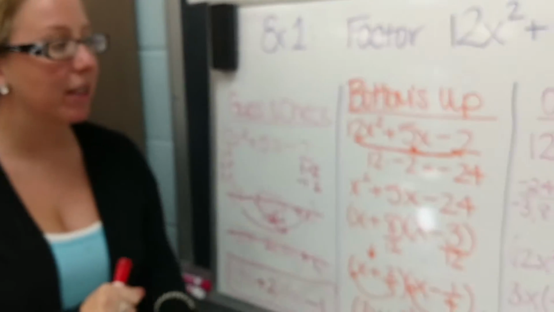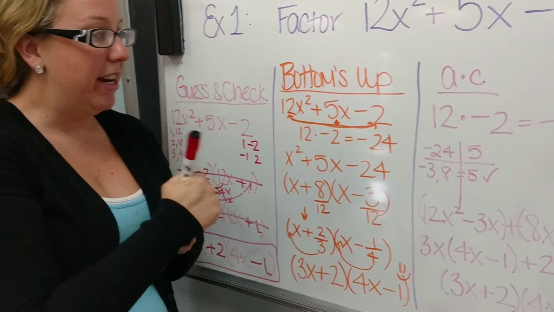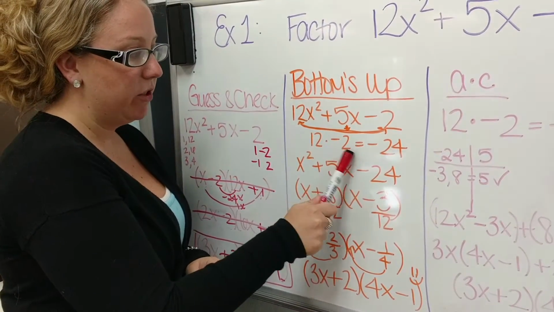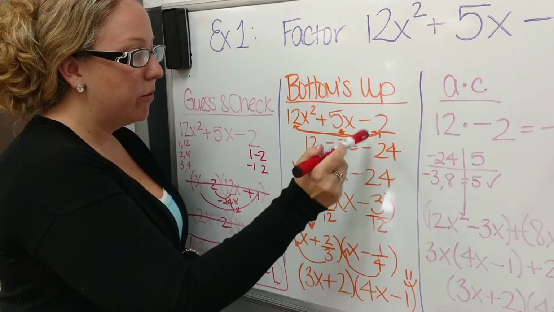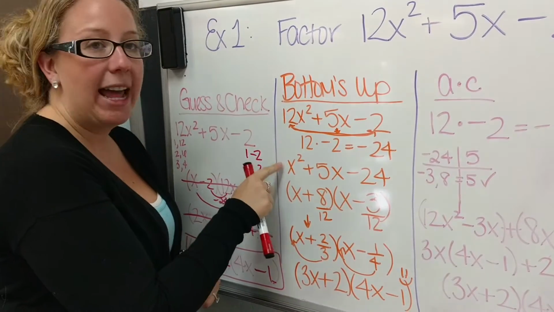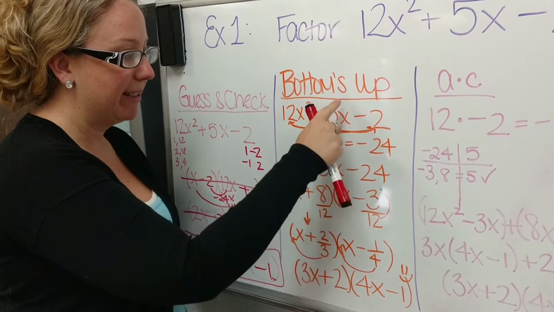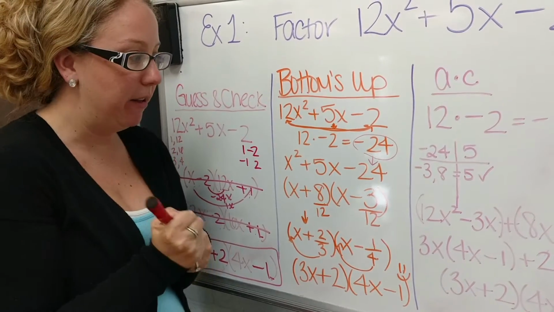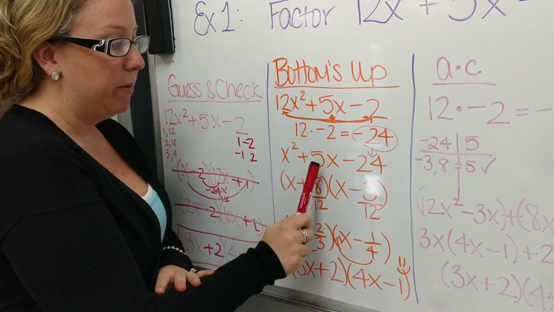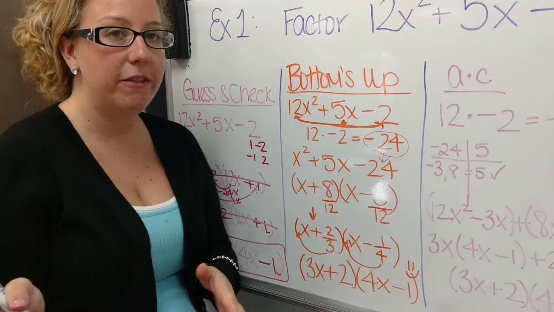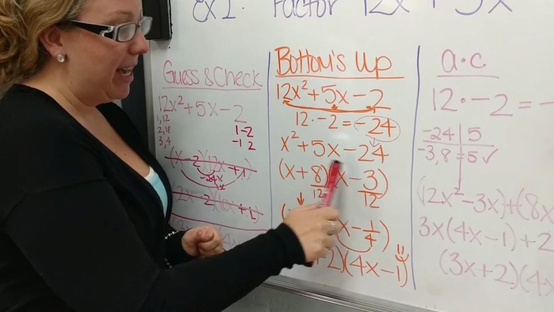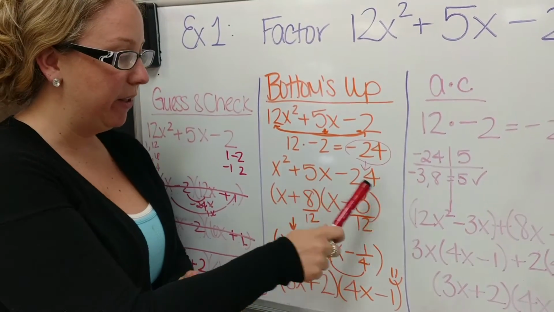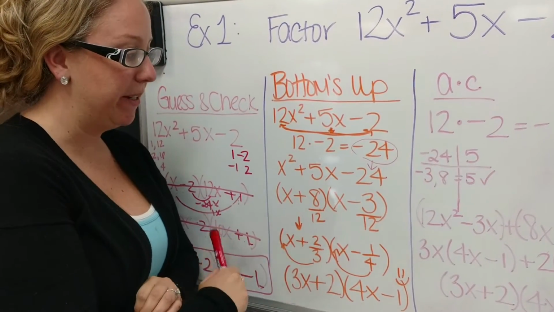Then there's the bottoms up method. For the bottoms up method, first you want to multiply a times c, so 12 times negative 2 gives you negative 24. Then you write your quadratic minus that a term, so you write it as x squared plus 5x minus 24. This number that you get here now becomes your new c value. Then you factor x squared plus 5x minus 24, just like we did in the other video when a was 1. So I know that 8 and negative 3 multiply to negative 24, and they add to 5. So those are the values I'm going to put in my parentheses, x plus 8, x minus 3.